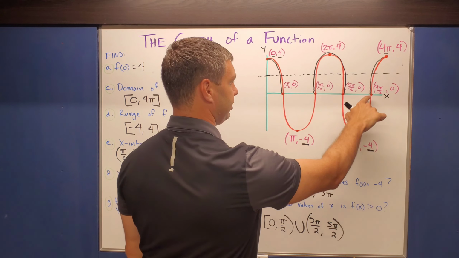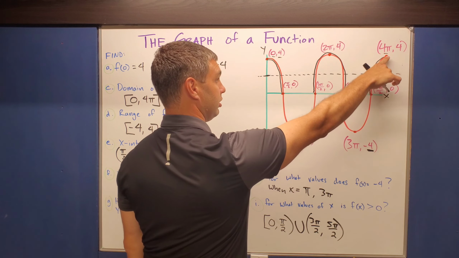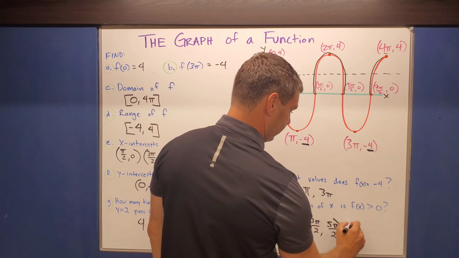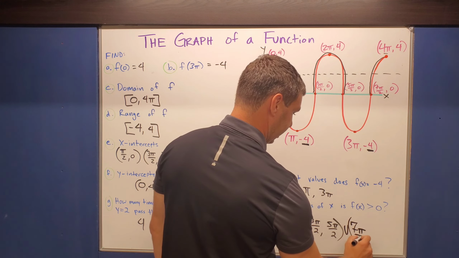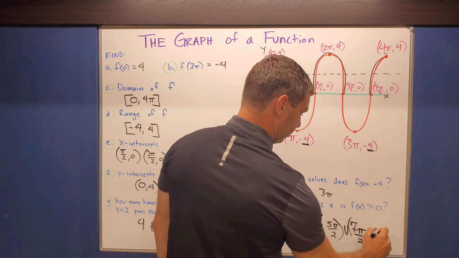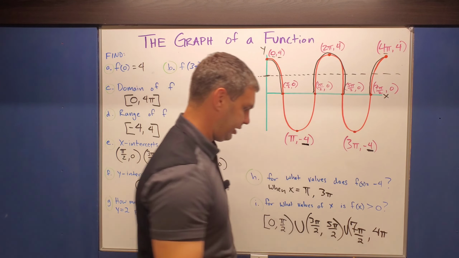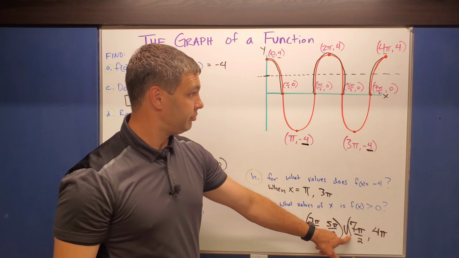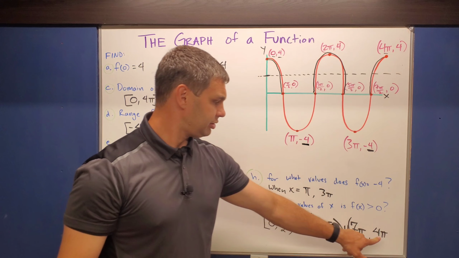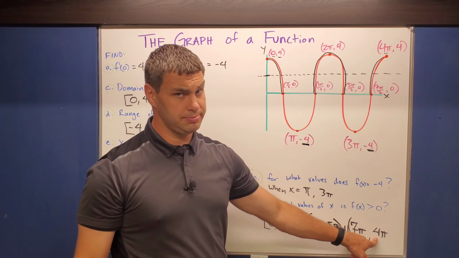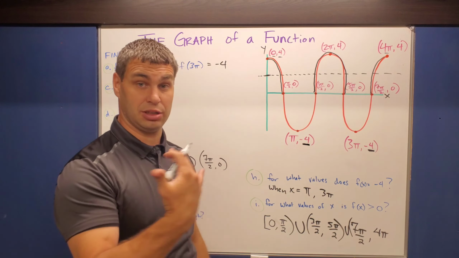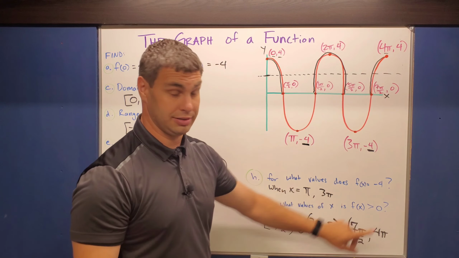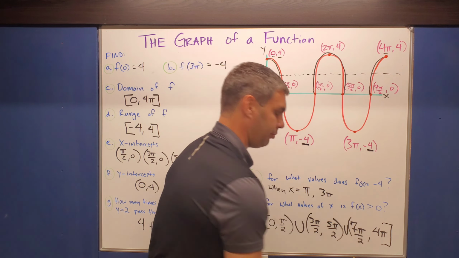And then the last part here is from 7 pi over 2 to 4 pi. Union with 7 pi over 2 to 4 pi. The 7 pi over 2 gets a parenthesis. What's the 4 pi going to get? Do you know? It's above the x-axis, so it is going to get a bracket because it's included in that part that is greater than 0. So we'll give that one a bracket.